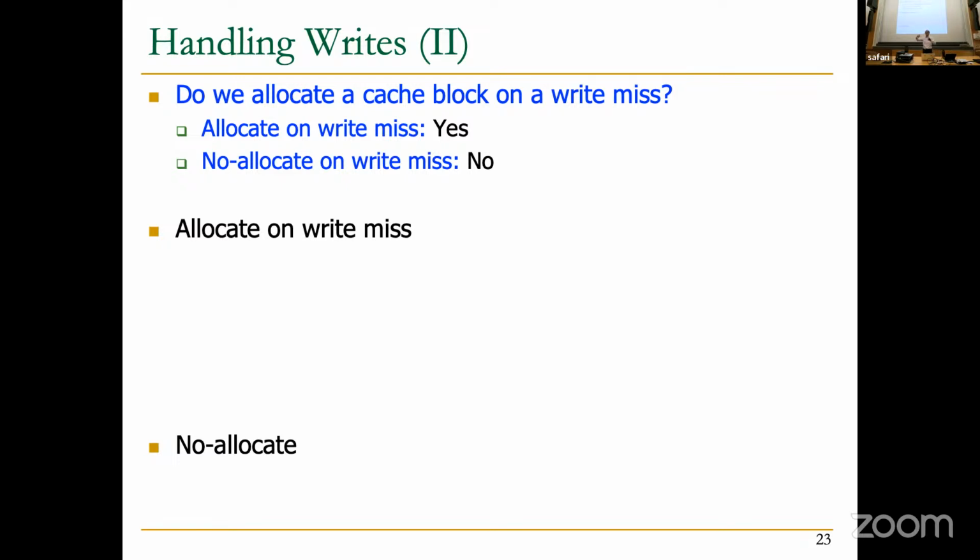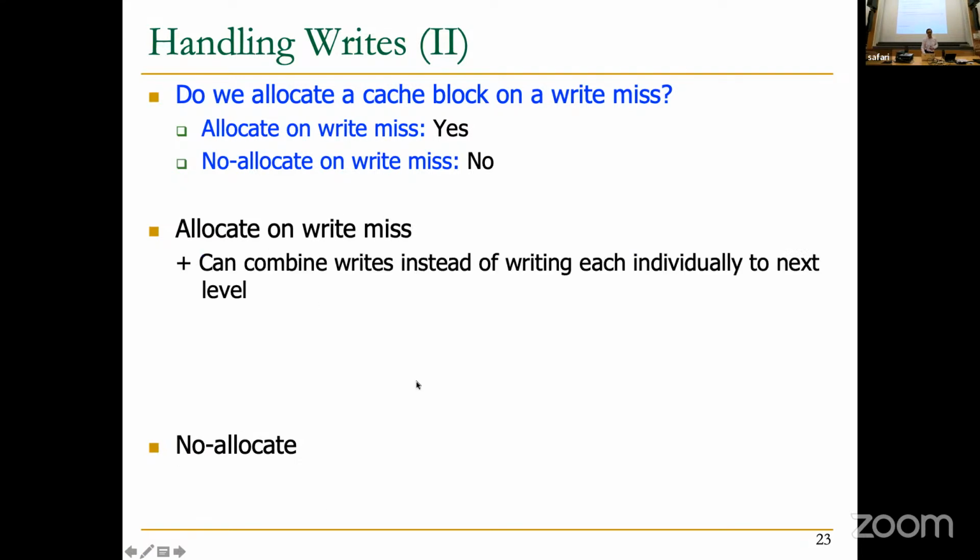With writes, you usually don't have dependent instructions following them because you're writing to some value in memory. Maybe you're going to touch that many number of cycles later, but not soon, hopefully. So basically, there are two design decisions that you make over here. You allocate on write miss or not allocate.